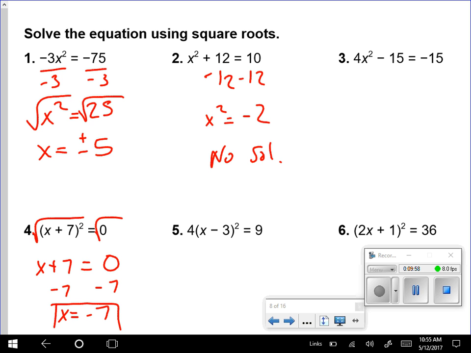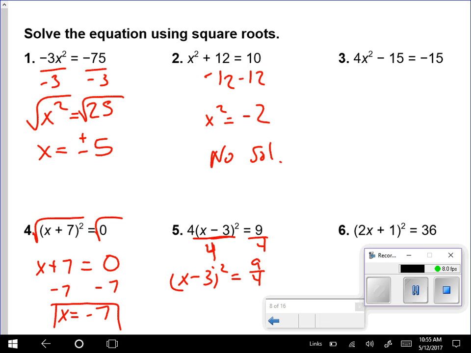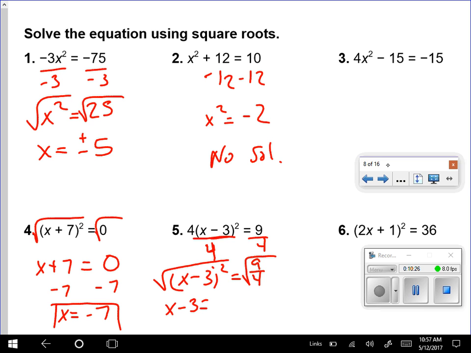Okay, number 5 is important to look at here. So in this case, we want to get x minus 3 squared by itself. So I'm going to divide the whole thing by 4, to get rid of that 4. So what I end up with is x minus 3 squared equals 9/4. Okay, then we would take the square root here, because we've got to get that by itself. So x minus 3 is going to equal, now the square root of 9 is 3 and the square root of 4 is 2, so we'd have plus or minus 3/2.